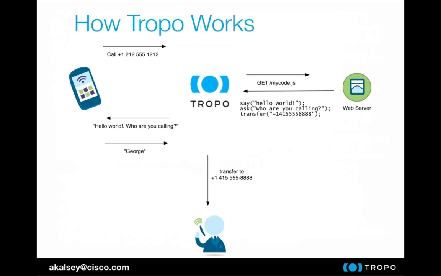In this case, the code says hello world and then asks, who are you calling? And so Tropo speaks out with text-to-speech, hello world, who are you calling? And then waits. I say George. The Tropo application looks up, sees who George is, and then does a transfer to 415-555-8888, and that call gets transferred over to George. So now I am speaking to George directly through this. A transfer is just like forwarding a telephone call to somebody else.